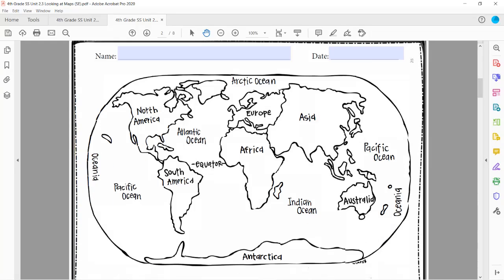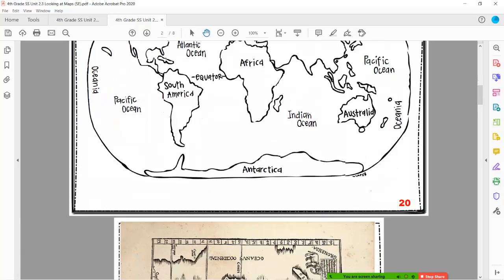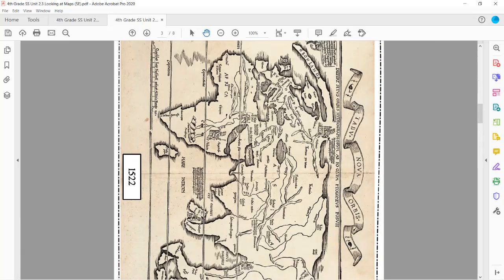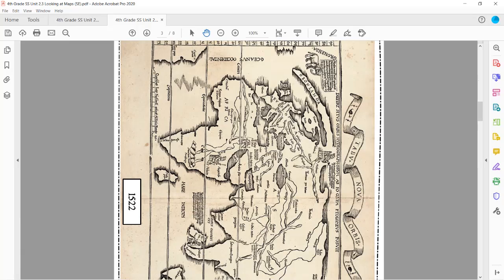So the first map over here shows you what the world generally looks like now. After we've mapped it out several times, this is a rough idea of the continents and their placements and the oceans and all of that. The first map you're going to look at over here is from 1552, and I know it is sideways at the moment. Let me see if I can get it to rotate.